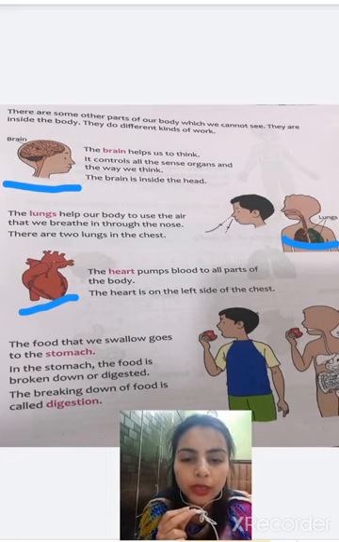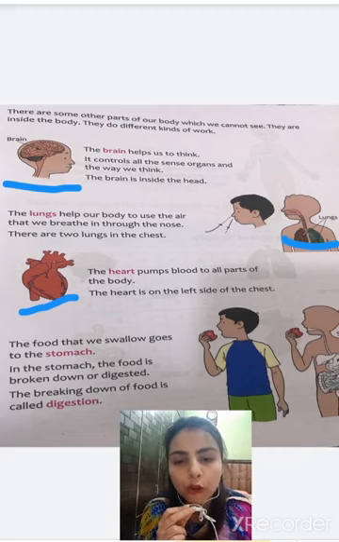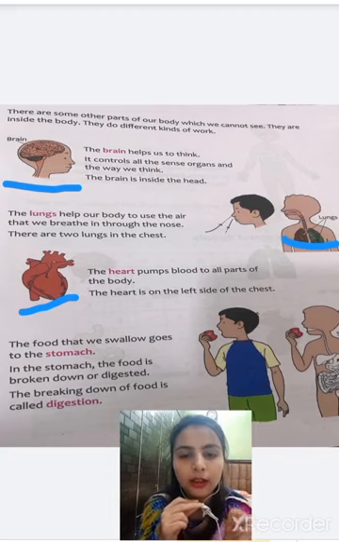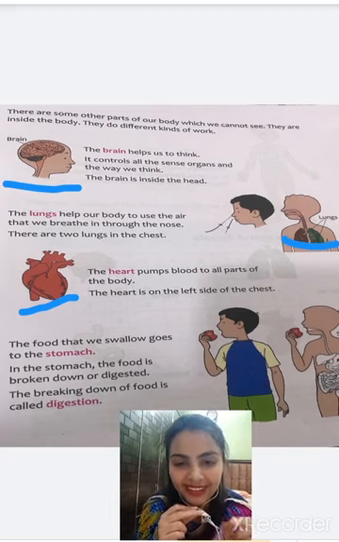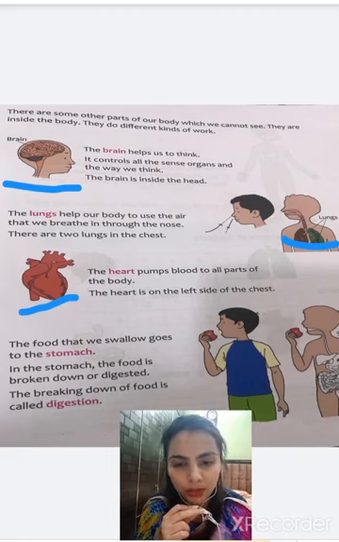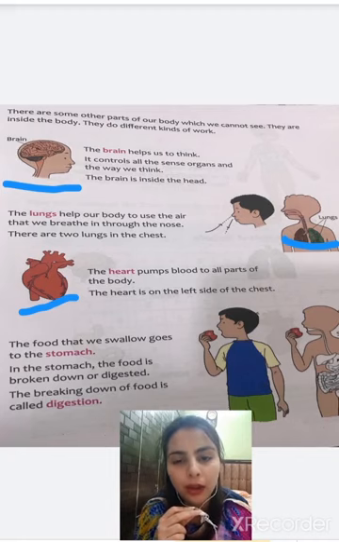Basically, what is the function of the heart? The heart pumps the blood to all the parts of our body. You know what blood is now? When you get any injury and blood flows, the color of the blood is red. When you see the red liquid whenever you get hurt or you have a wound or an injury, this is known as blood. So the red colored liquid is called blood.